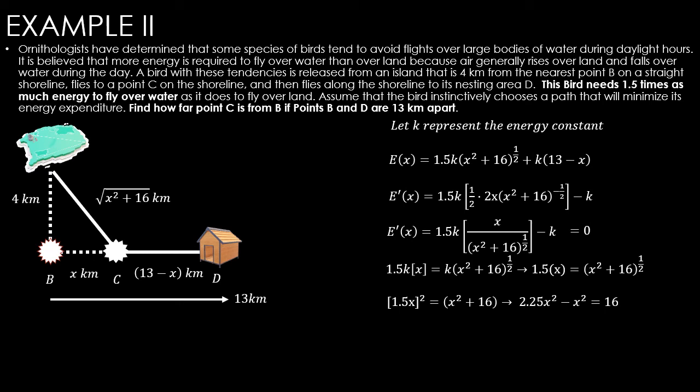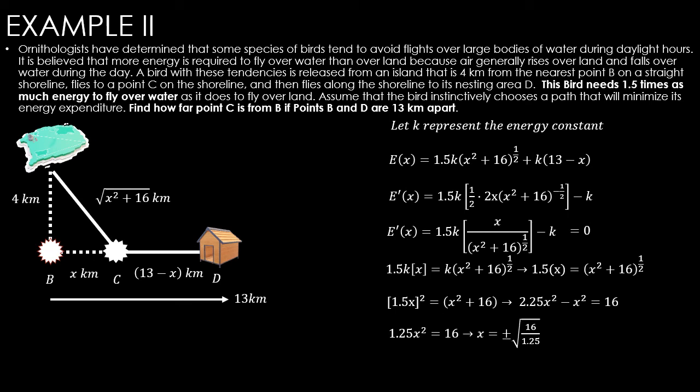So now we square both sides, and you get 2.25x squared on the left side. And then if you move over that x squared, you would get 1.25x squared equals 16. So when you squared both sides, on that right side, the x squared plus 16 to the 1/2 cancels out. And then you're just left with the 16 when you move over the x squared.